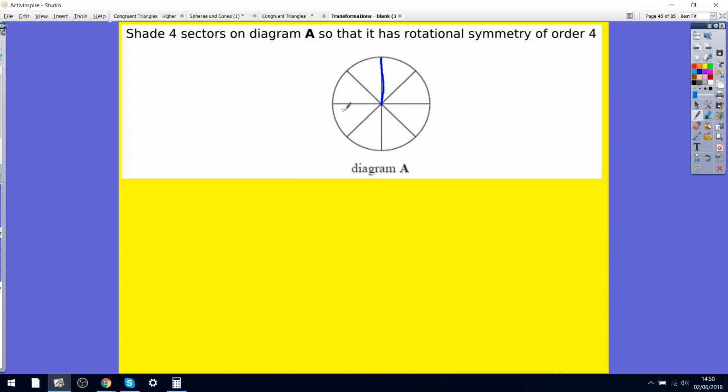So you have to shade some sectors in. If you did that, then basically it would have no rotational symmetry, because if you turn it around, it doesn't land on top of itself until it goes back to its original starting point. So you need to make some pattern that will, when you rotate it, be perfectly on top of itself 4 different times.